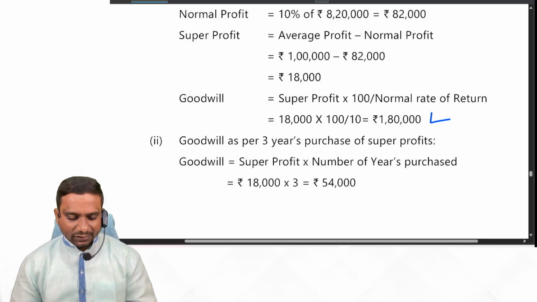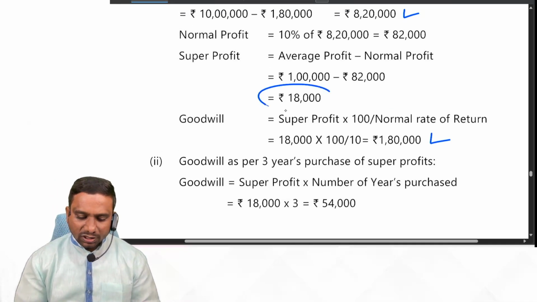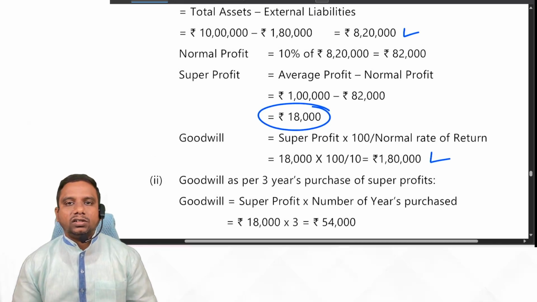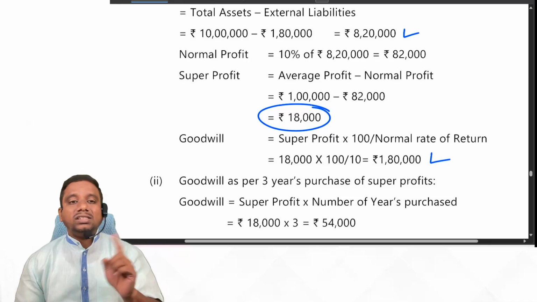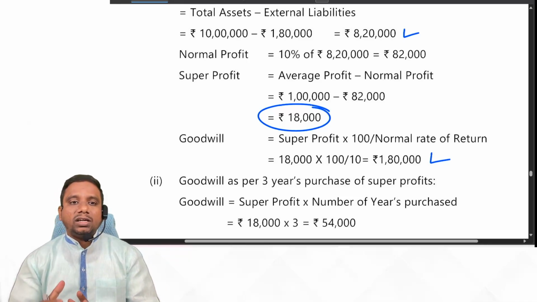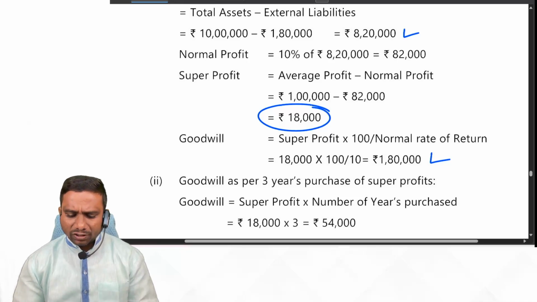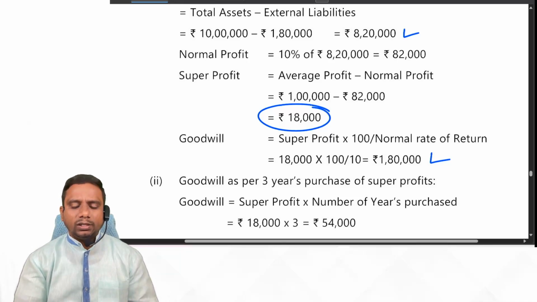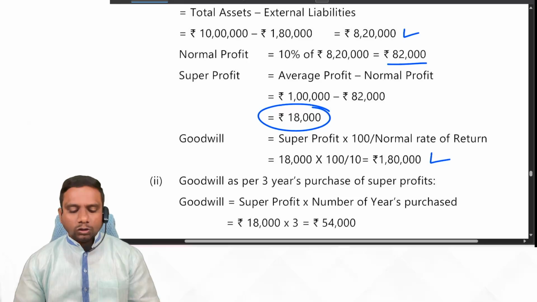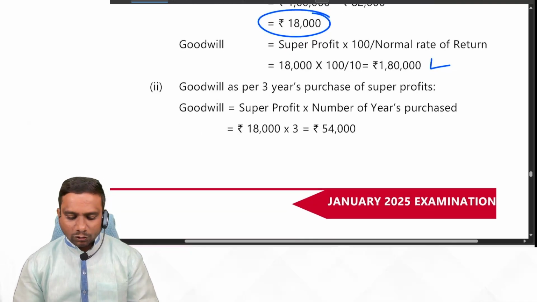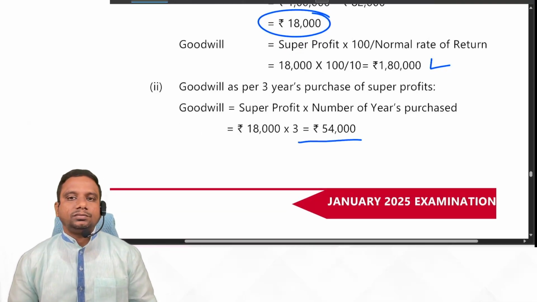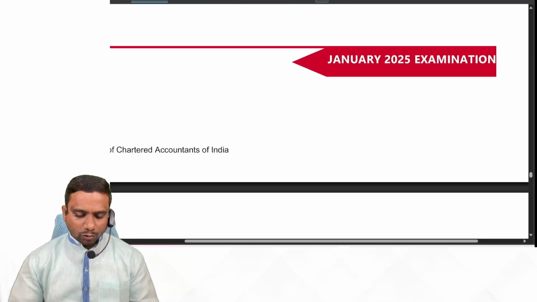Is it clear, students? Now, super profit is how much? 18,000. How is super profit calculated? Average profit is 1 lakh. And what is the normal profit? On the capital employed we get 10% normal profit. Capital employed is 8 lakh 20,000 into 10%, which is 82,000. Super profit is average profit minus normal profit: 1 lakh minus 82,000. For 3 years purchase of super profit, 18,000 into 3 years. Is it clear, students? So this is our goodwill problem.